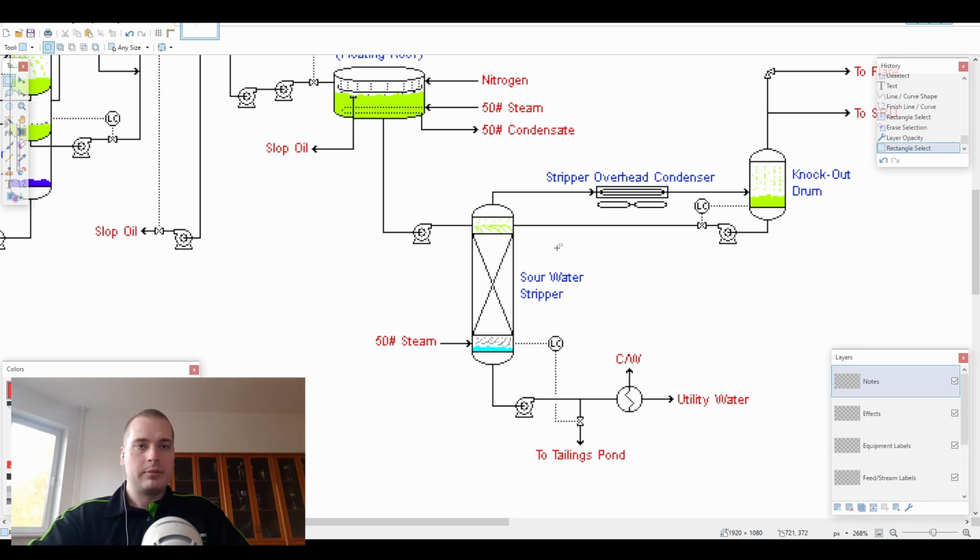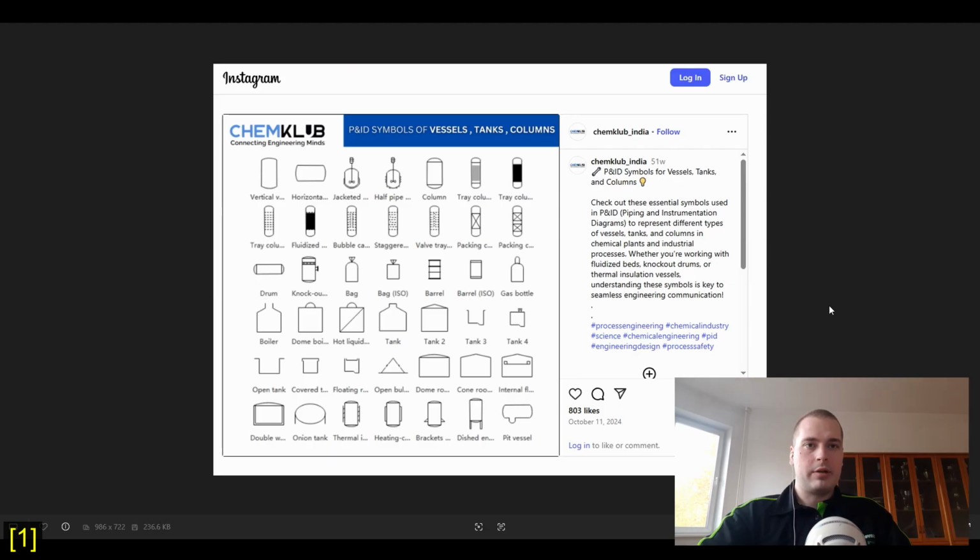I did some searching to see if I could find any more symbols, and I came across this post here: P&ID symbols for vessels, tanks and columns. Check out these essential symbols used in P&ID, piping and instrumentation diagrams, to represent different types of vessels, tanks and columns in chemical plants and industrial processes. Whether you're working with fluidized beds, knockout drums or thermal insulation vessels, understanding these symbols is key to seamless engineering communication.